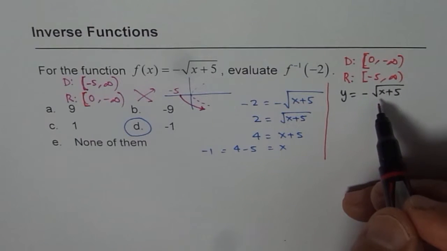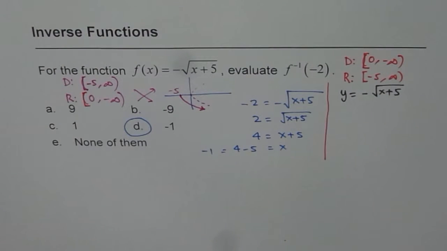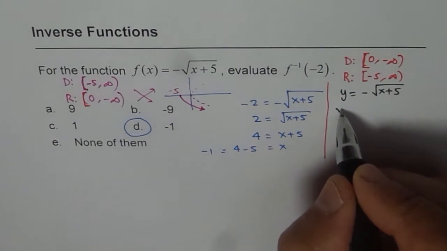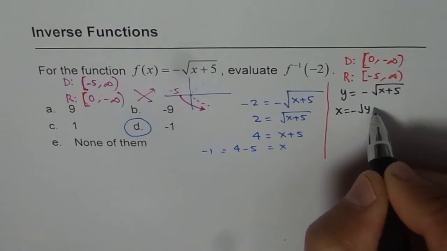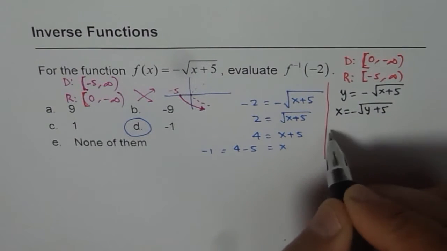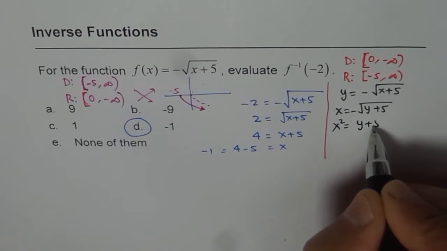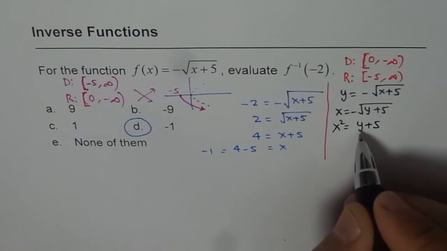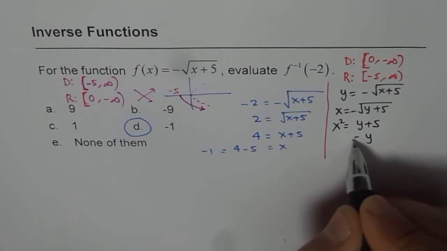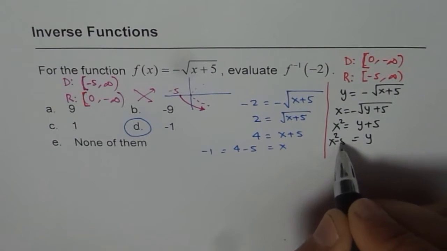Now keeping that in mind, let's find the inverse of this function. To find the inverse, we'll swap x and y. So we get x equals minus square root of y plus 5. We can now square it, so we get x squared equals y plus 5. And from here, we can find y equals x squared minus 5.